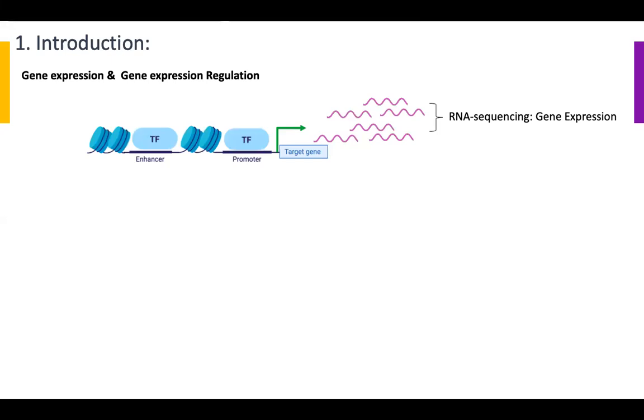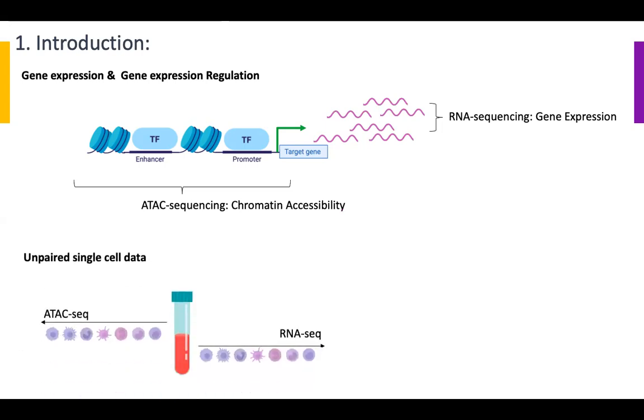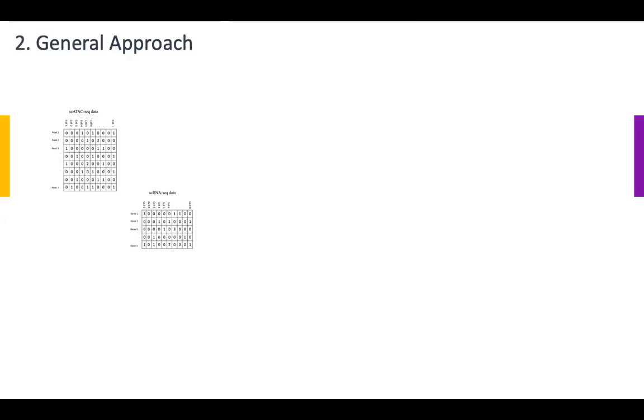This could be measured by ATAC sequencing, but in the traditional way, these two techniques can only be done on different cells, which generates unpaired single-cell data. So to infer gene regulation, how do we integrate this unpaired information of gene expression and chromatin accessibility? This is called the diagonal integration problem.